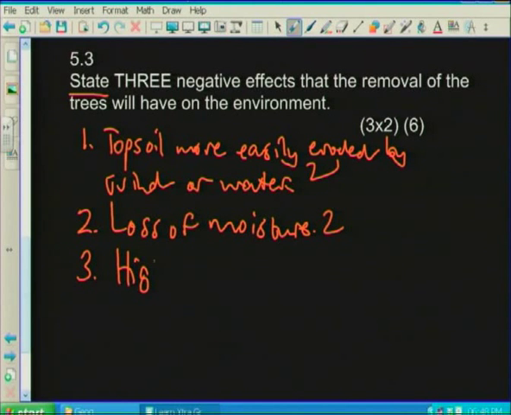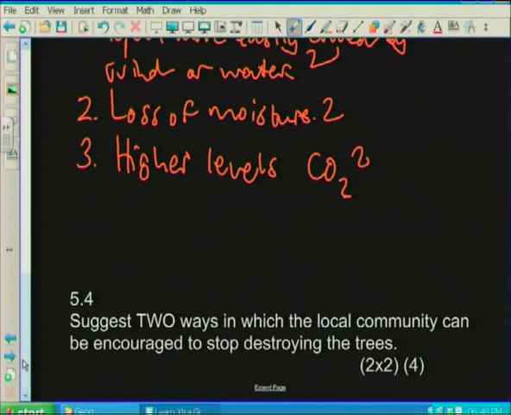And a third one would be, let's say, higher levels of carbon dioxide. Now, we all know the story about global warming or climate change. If there's fewer trees, obviously we're going to have more carbon dioxide because the trees are not recycling that and turning it into oxygen, which we need. And that's going to lead to a higher incidence of global warming or higher levels of carbon dioxide in the atmosphere, which is a climate change issue.